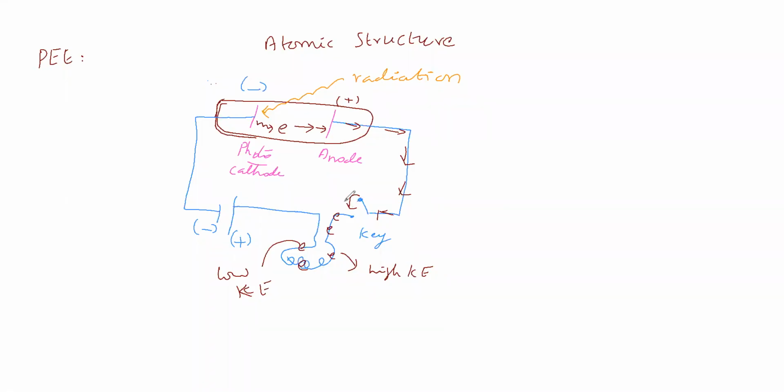If light is glowing, then only we can say photoelectric effect has taken place, isn't it? If light glows, then we can say photoelectric effect is possible. Otherwise, no. So, photoelectric effect possible or not?